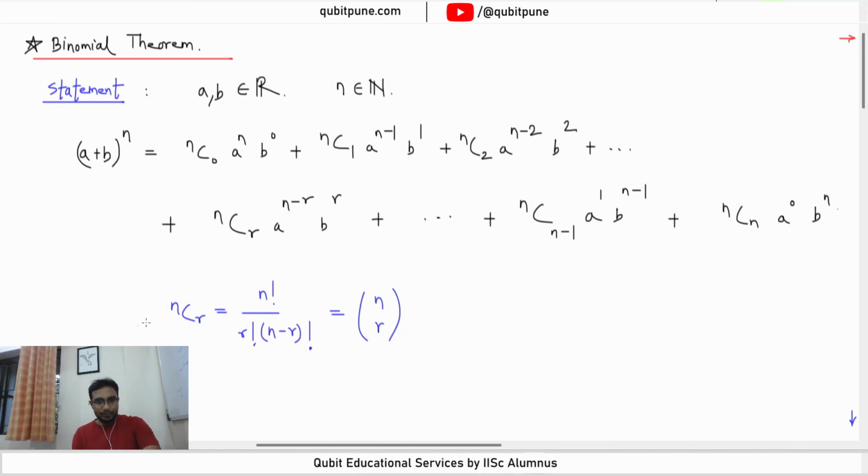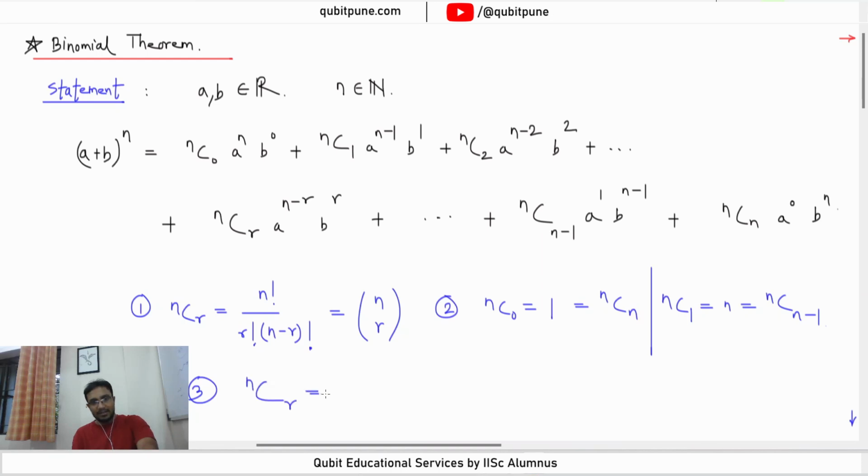Okay, let's write down a few more simple results. Number 2: how much is NC0? 1. How much is NCN? That is also 1. NC1 is n, and NCN minus 1 is also n. This is because of the following property of combinations: NCR is equal to NCN minus r. Do you know this property? Yes, okay, fine.